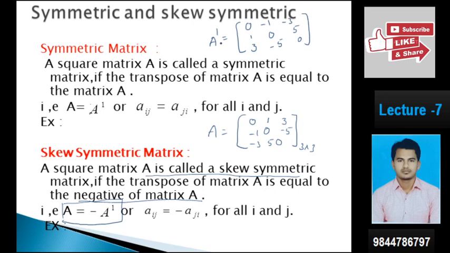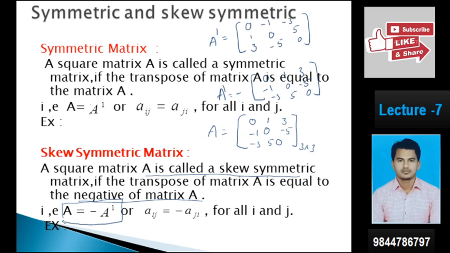Now see the difference between A and A transpose. The first row contains 0, 1, 3, but here 0, minus 1, minus 3. It means there is a minus sign common for the first row. See the second row, minus 1, 0, minus 5, but here 1, 0, 5. Again here also minus is common. It means if I take minus common in A transpose, we get A transpose is equal to minus times 0, 1, 3, minus 1, 0, minus 5, minus 3, 5 and 0.